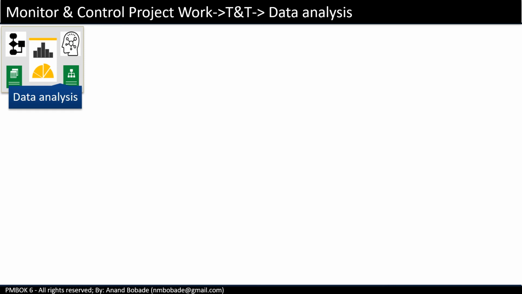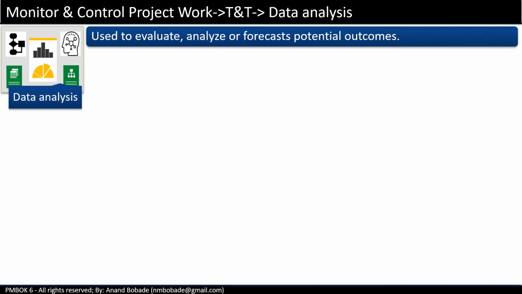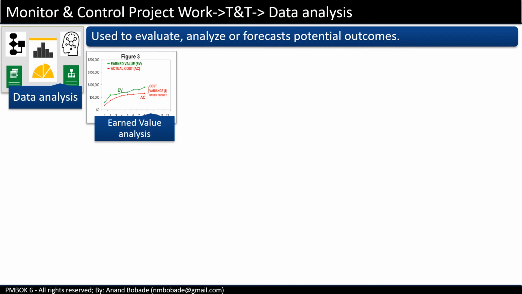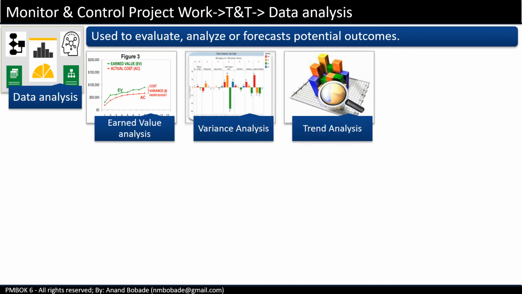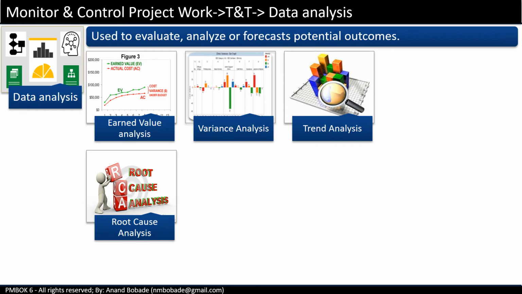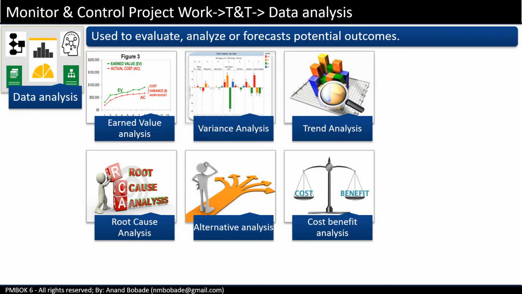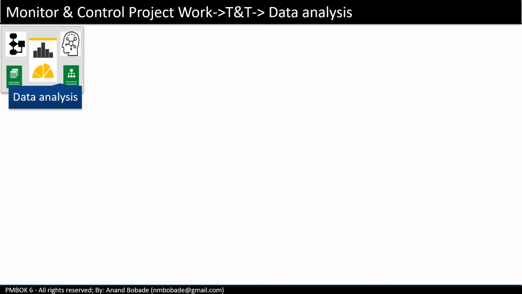Another technique is data analysis. Data analysis can help the project manager to evaluate, analyze, and forecast potential outcomes. So what are the different data analysis techniques? They can be earned value analysis, variance analysis, trend analysis, root cause analysis, alternative analysis, cost benefit analysis. Let's see one by one.